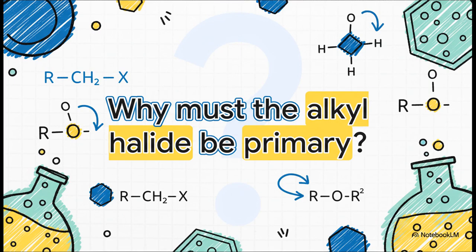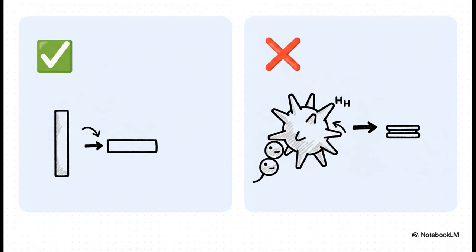And that brings us to, let's call it, the 10 Lakh Rupee question. The one that examiners love to ask. Why? Why must the alkyl halide be primary? What goes wrong if we try to be clever and use a tertiary one? Think about it. Here's the secret.